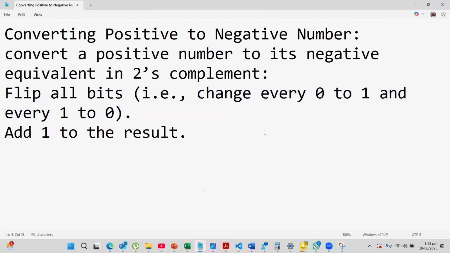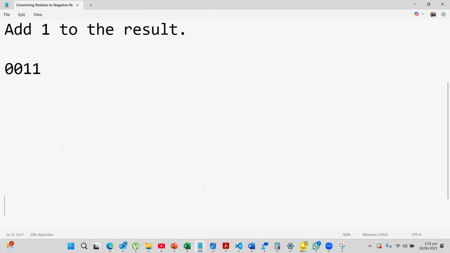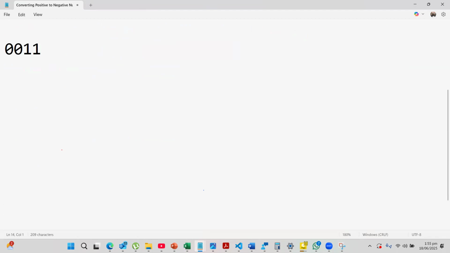Let's have an example. Over here, I have 3 in binary. 3 in binary is 0, 0, 1, 1. So this is what I have in binary. Now, I have been given a question. Write the two's complement of this. That is, they want me to write the negative number of this.